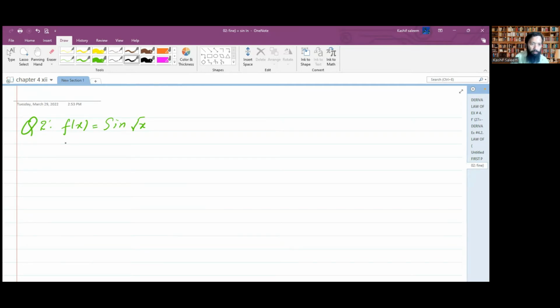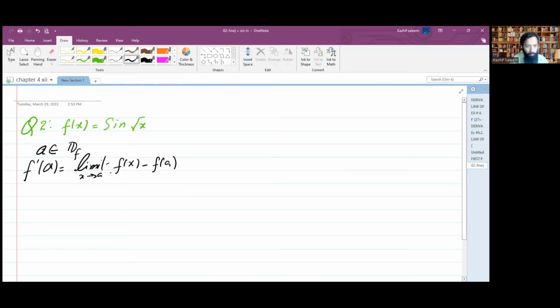Let us take point a belonging to the domain of f, and again by first principle f prime of a is equal to limit x approaches to a, f of x minus f of a divided by x minus a. So what you have to do, put the values here. So what is the value, sine root x minus sine root a. This is f of a. What we have done here is just replace x by a, so you will get f of a, divided by x minus a.